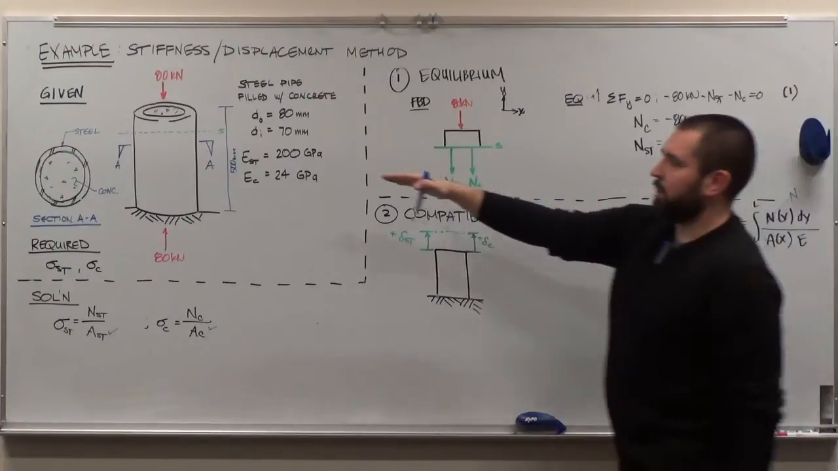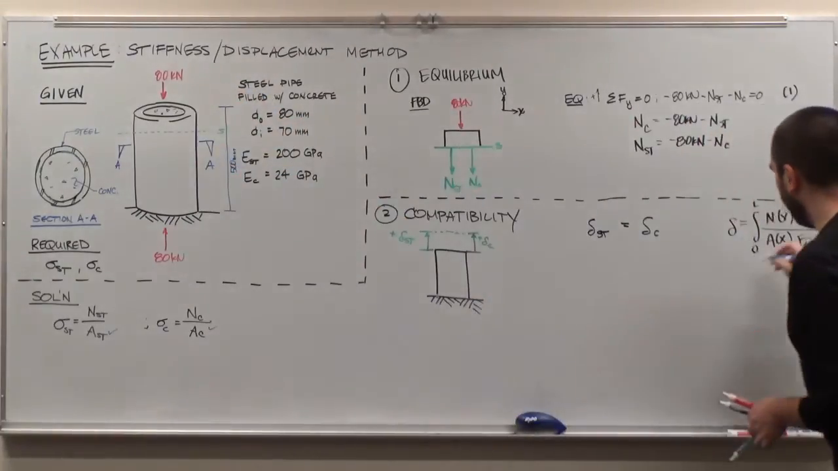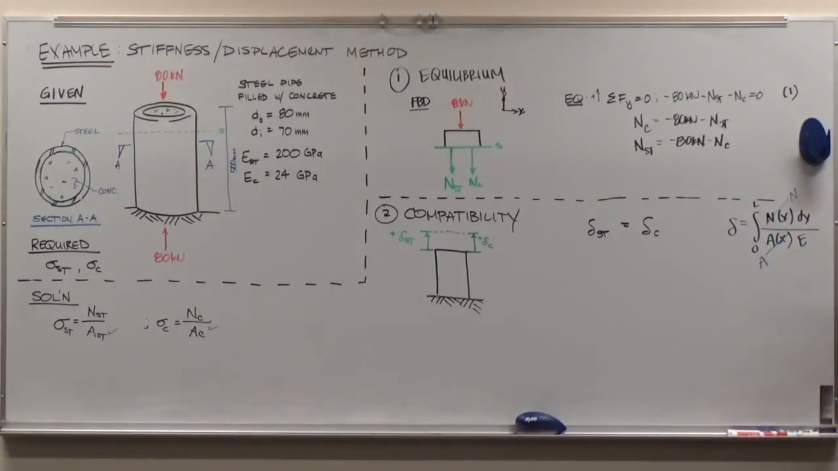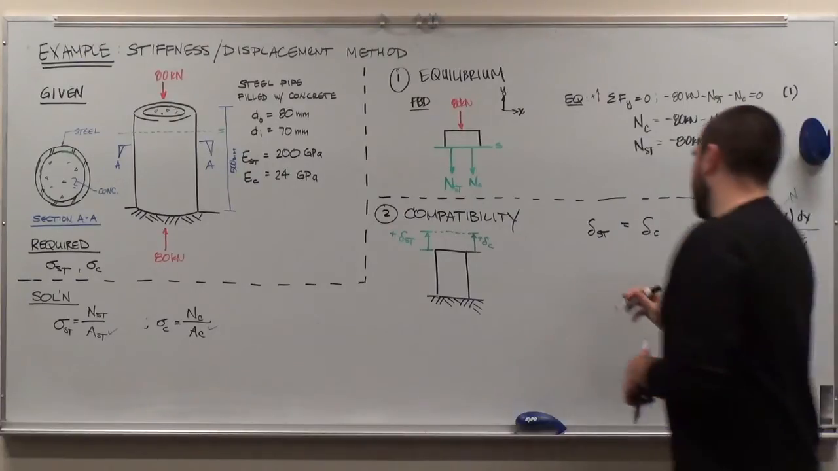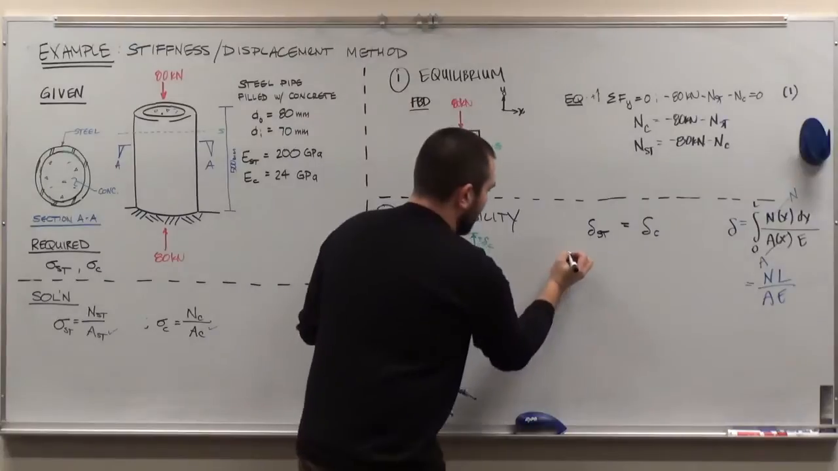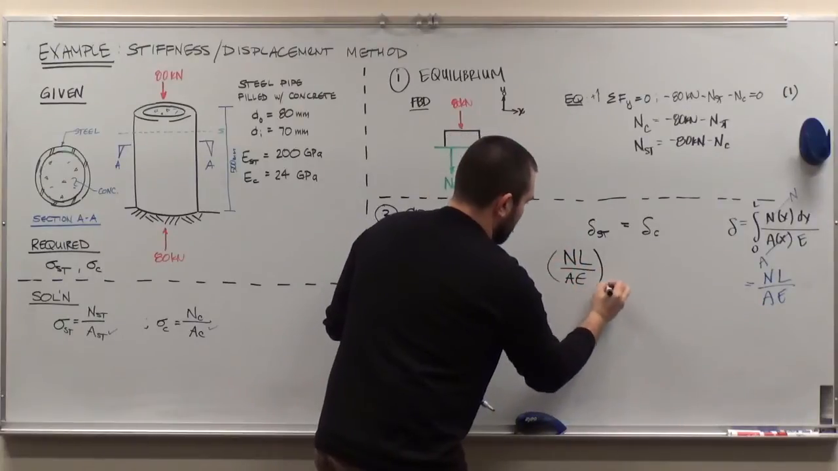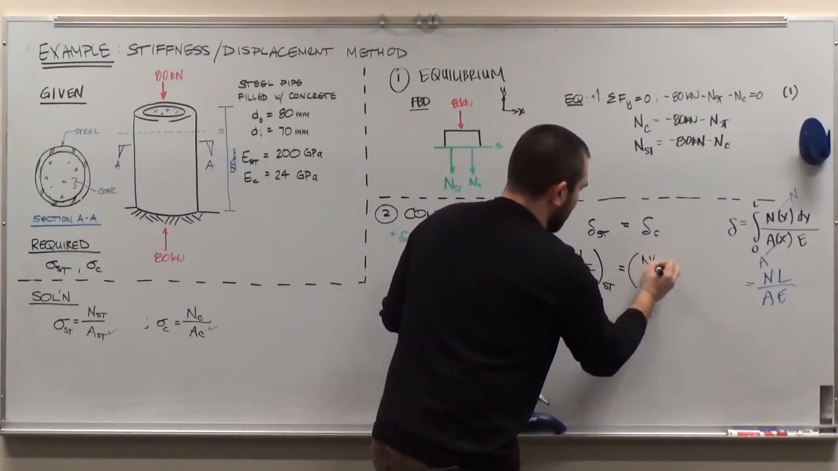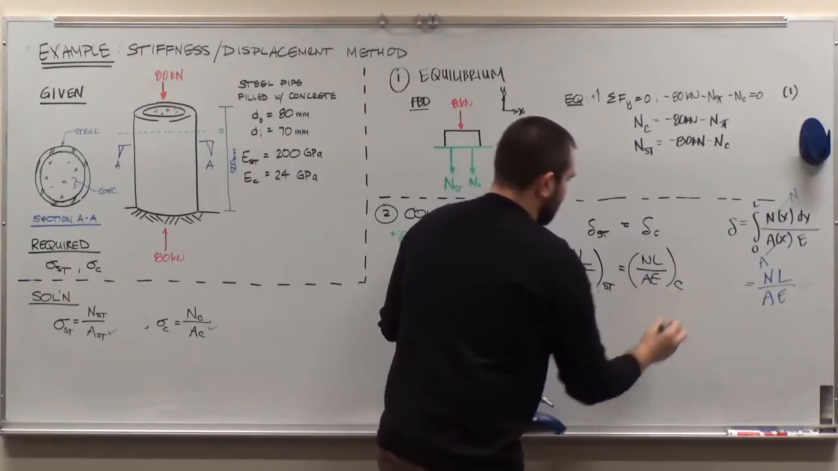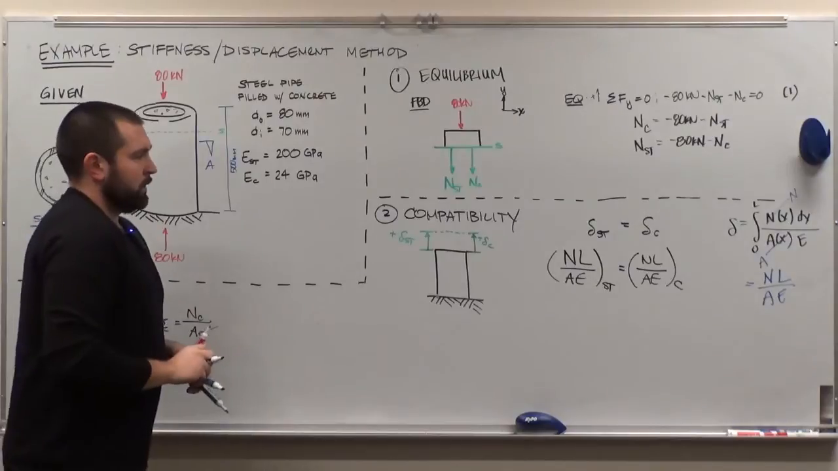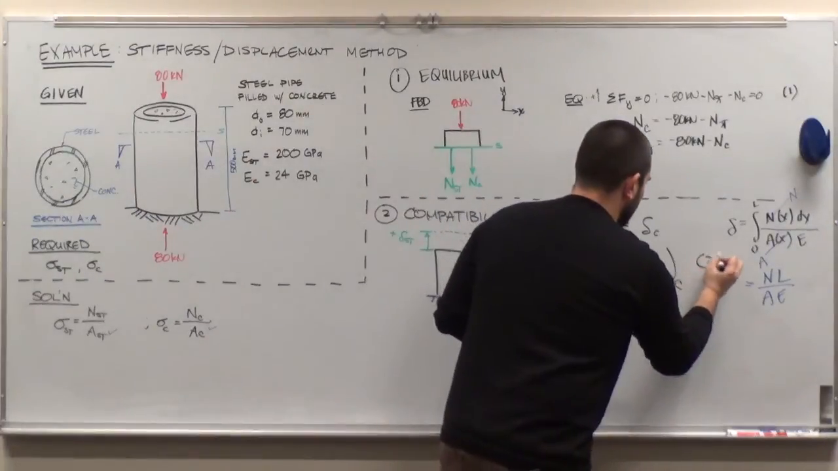The cross-sectional area we see is prismatic here from the top of the cylinder to the bottom, and so A of x is simply going to be a constant value A. So we can simplify this general equation down and say that any of the displacements of either the steel or the concrete is simply equal to the internal normal force times the length, divided by AE. And so I can rewrite both sides of this compatibility equation: NL over AE of the steel is equal to NL over AE of the concrete. So we could say that this is our equation number 2.